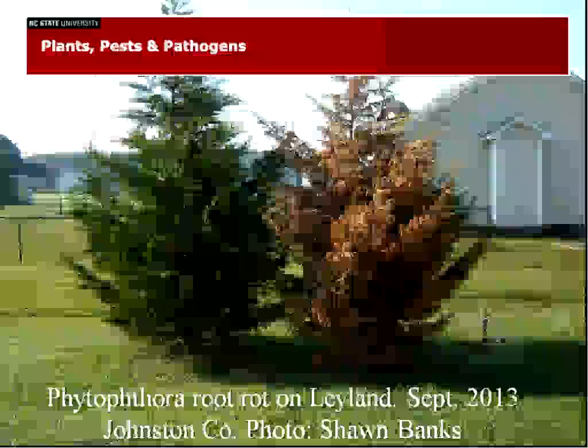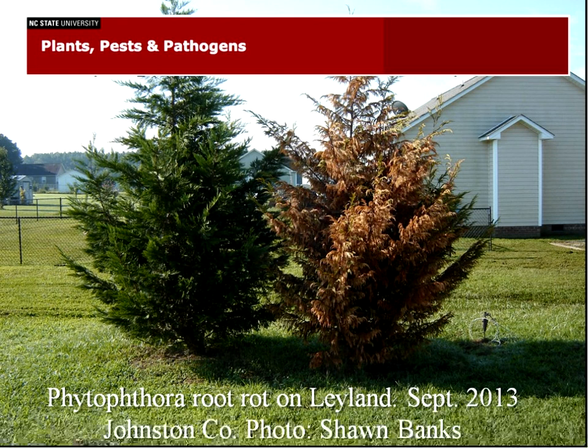We had a rash of Phytophthora root rot diagnoses in the landscape. In fact, from September 1st to October 7th, we had Phytophthora diagnoses on 4 Leyland cypress samples, 4 boxwoods, 2 azaleas, and 2 arborvitae, all from home grounds.